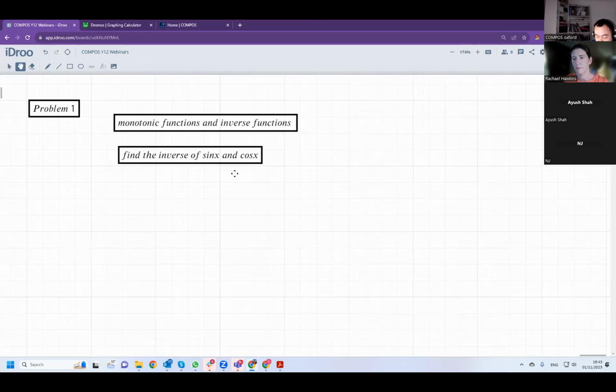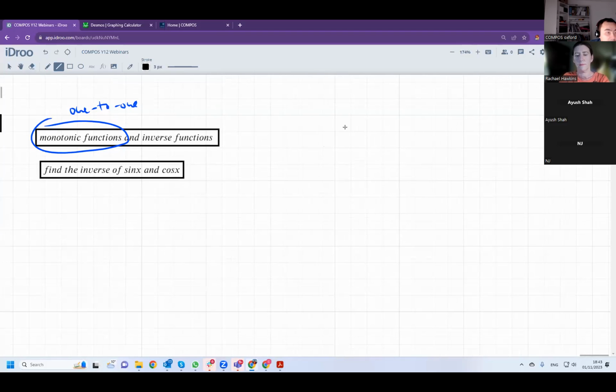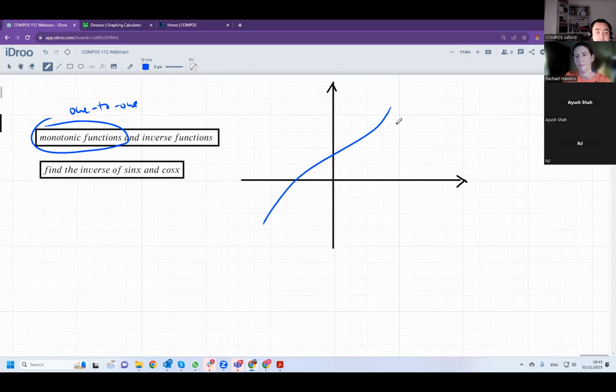So monotonic functions, you might know them. They are also known as one-to-one functions. One-to-one continuous functions, of course. So for example, a function like this is monotonic. And this function is not monotonic. So what is a monotonic function?